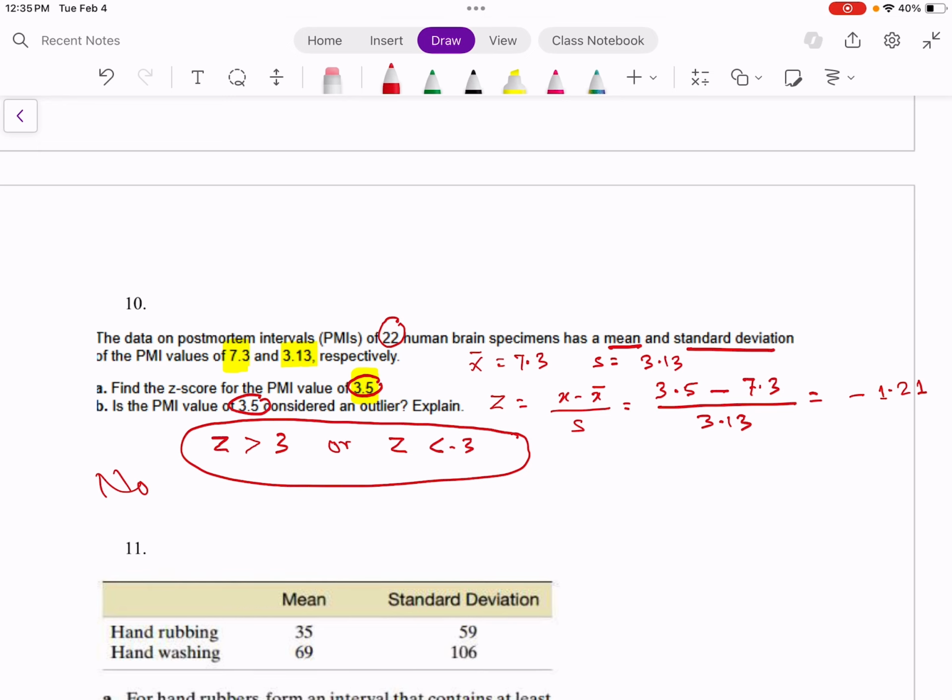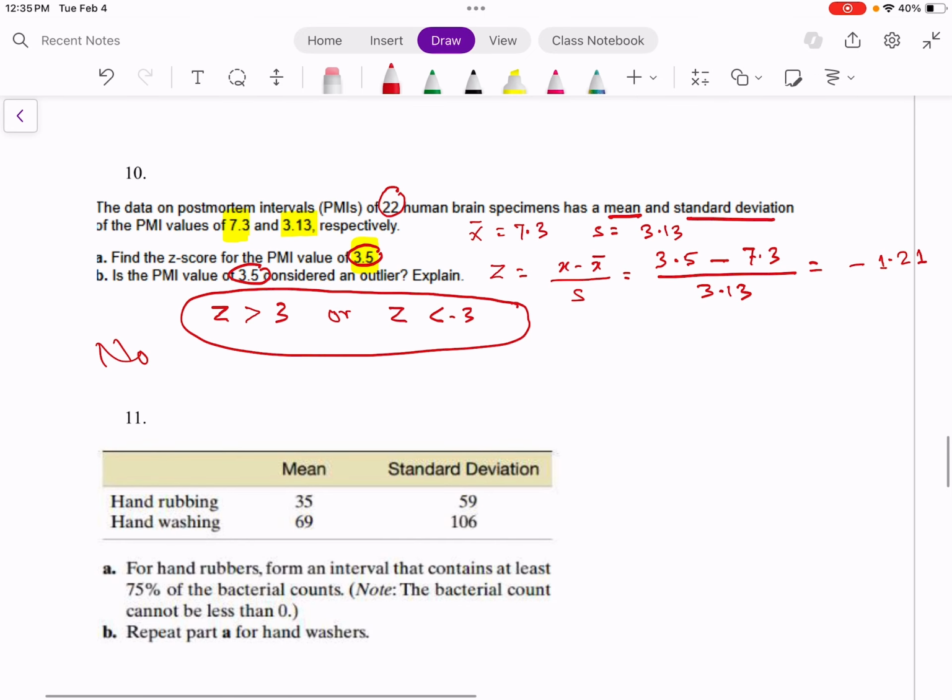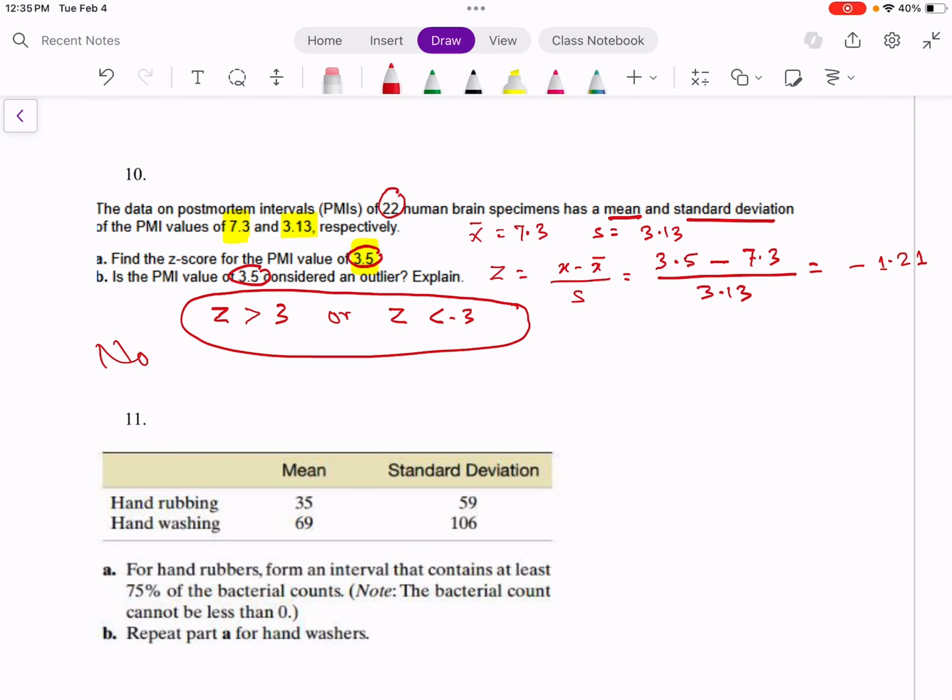Now, let me go to, okay, does anyone have any question for number 10?